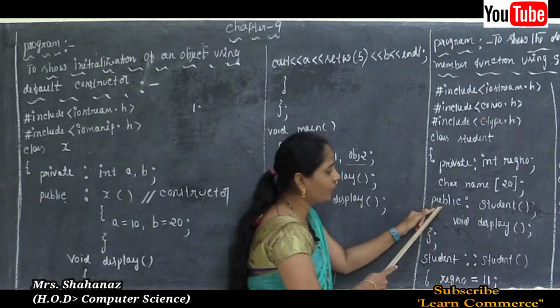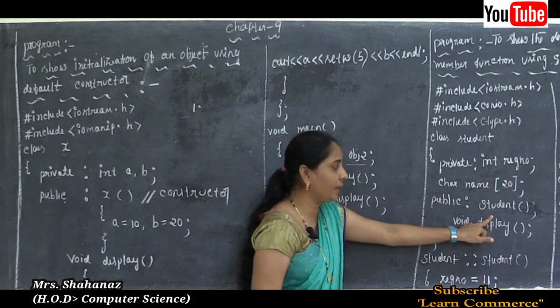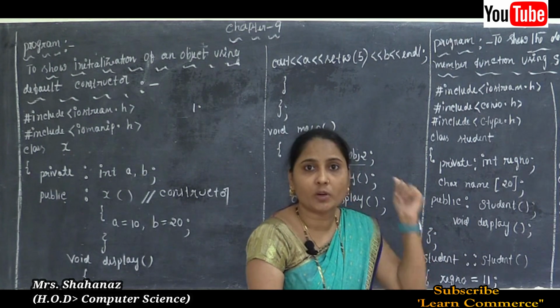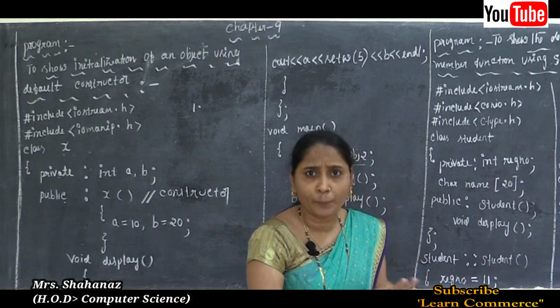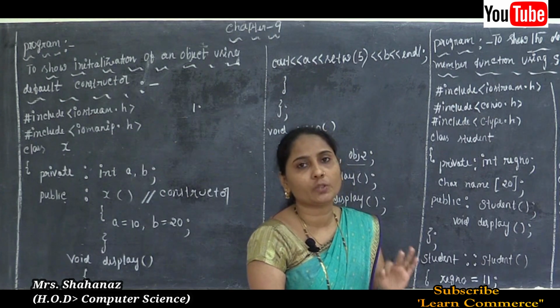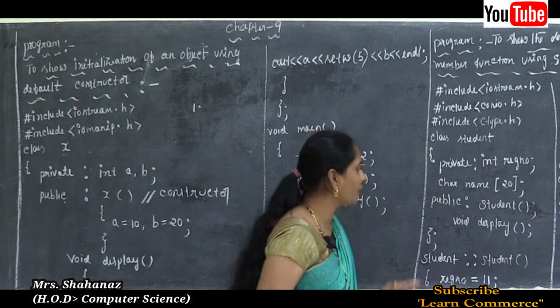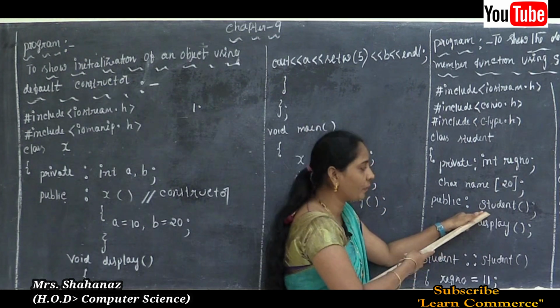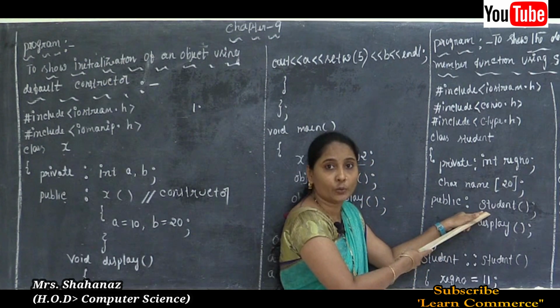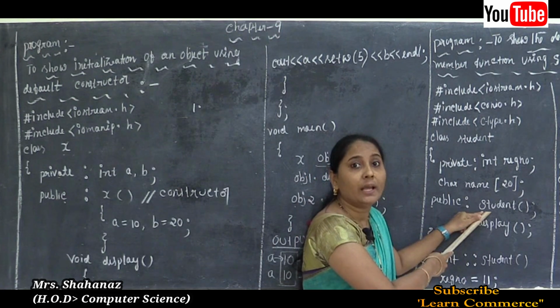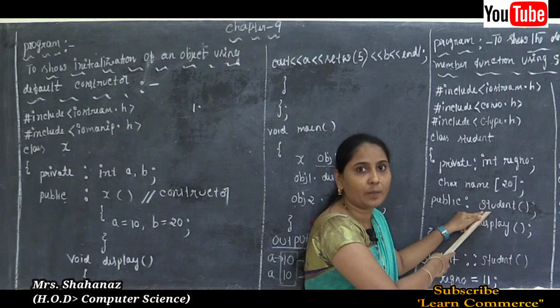And later, the next one is public, and in public I am using some member functions. Why? Because it is a constructor program. So I am going to use one constructor member function and also one normal member function. The first member function is Student. That means it is not a normal member function, it is a constructor special member function.